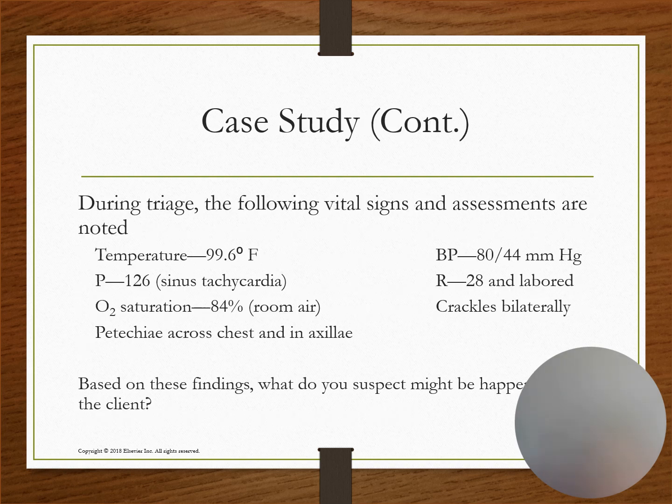During triage, the following vital signs and assessments have been noted. Her temp is 99.6. Heart rate is 126, showing a sinus tachycardia. Her saturation is 84% on room air. She does have petechiae across the chest and in the axilla. Blood pressure is 80/44. Respiratory rate is 28 and labored, and we auscultate crackles bilaterally. So based on these findings, what do you suspect might be happening with this client?